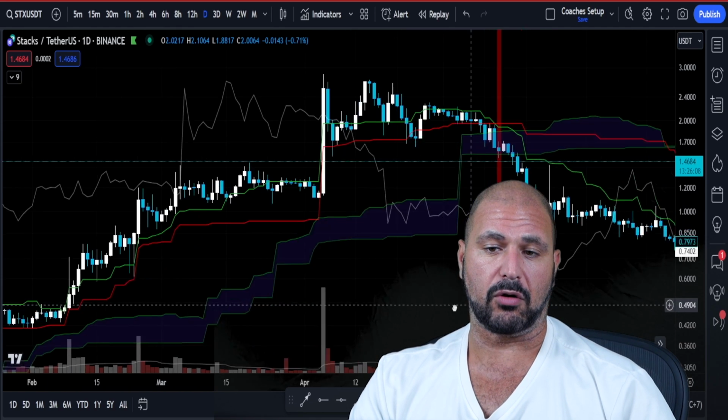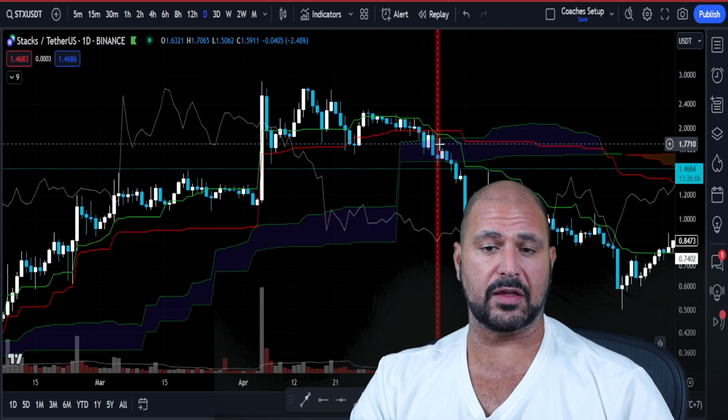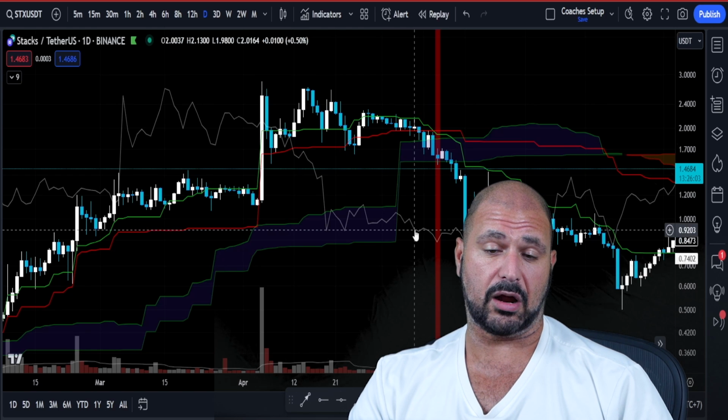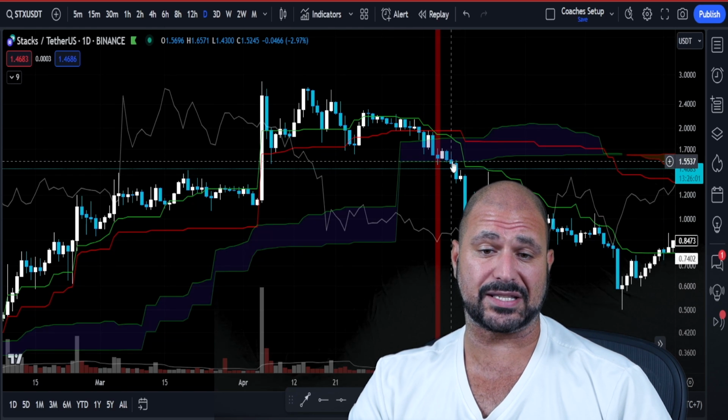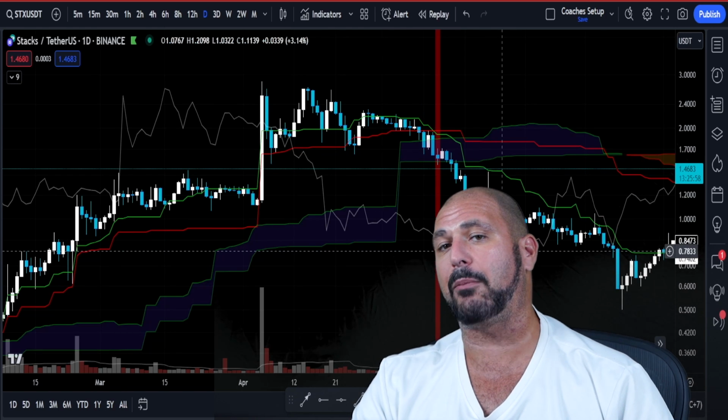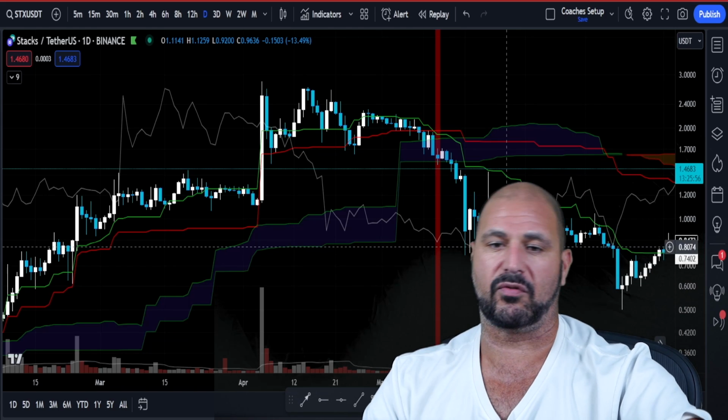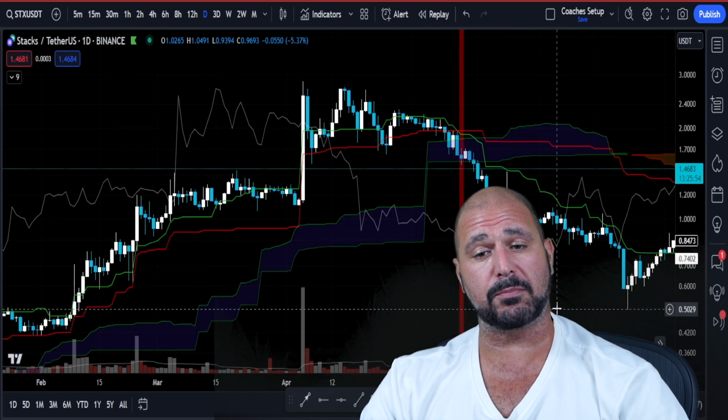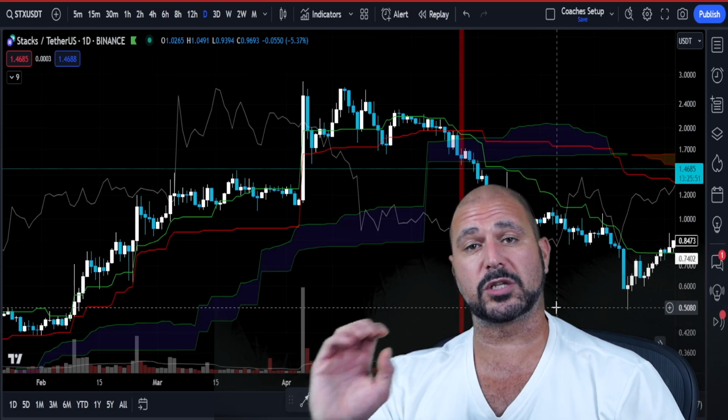So then what do we look for, right? I look for a TK cross in the cloud on the other side of the cloud. This is bearish, right? So when we would retest the bottom of the cloud, this would be an area where I'd be going short. But we're going to explain that more in other videos. That's not really important right now. What is important is understanding what is bullish and what is bearish and why.